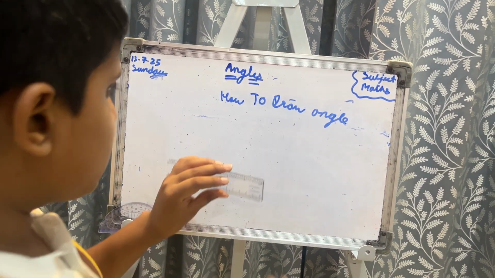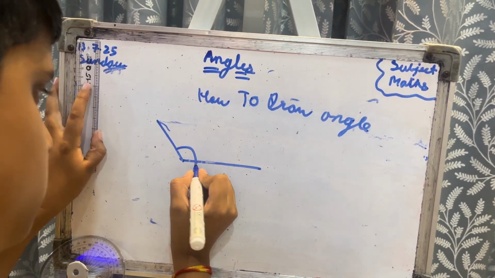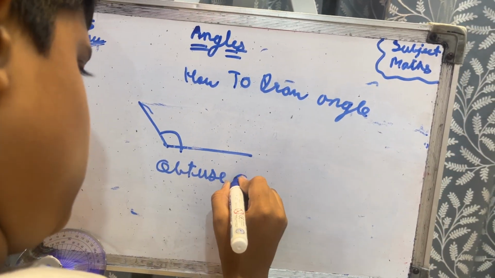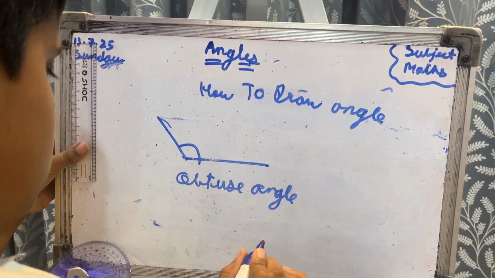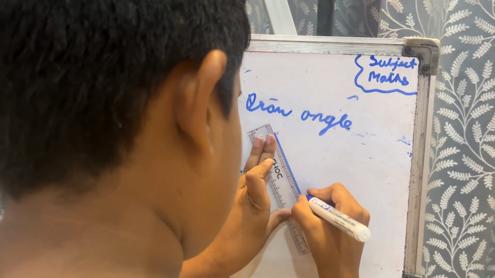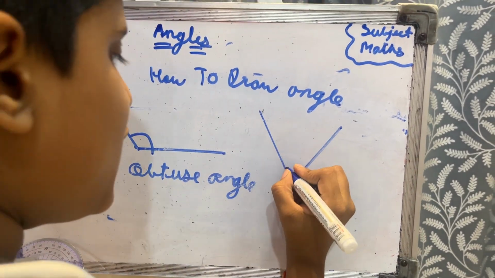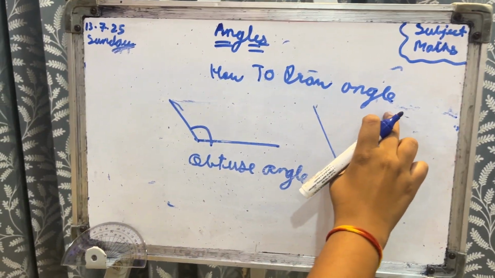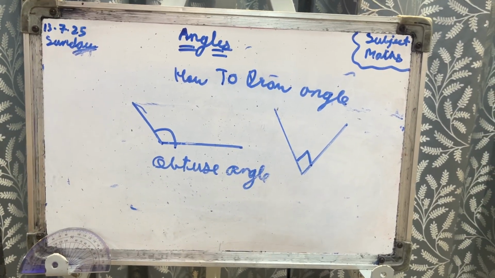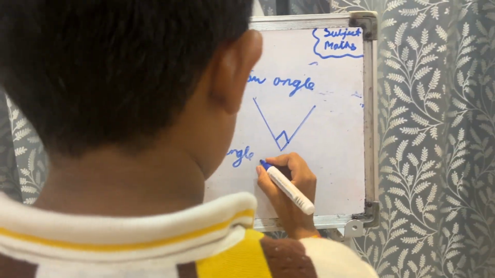Which angle is this? This is an obtuse angle. Now which angle is this? I have told you about the right angle also. This is not acute, it's a right angle, because if you tilt it a little, it will show you the right angle, a perfect square. So that's how we draw an angle.